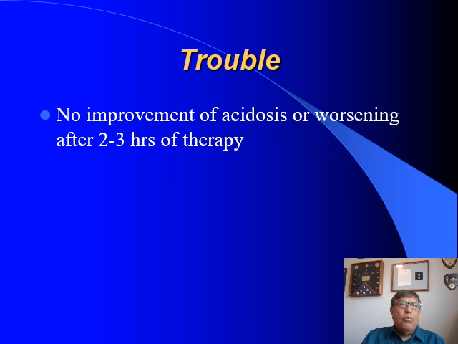If there is no improvement of acidosis or worsening after 2 to 3 hours of therapy, reassess and make sure their insulin drip is properly connected and the patient is getting insulin. You may also make sure your pharmacy has put the appropriate amount of insulin in the fluid. So there has to be a little bit of detective work before we increase the insulin dose significantly.